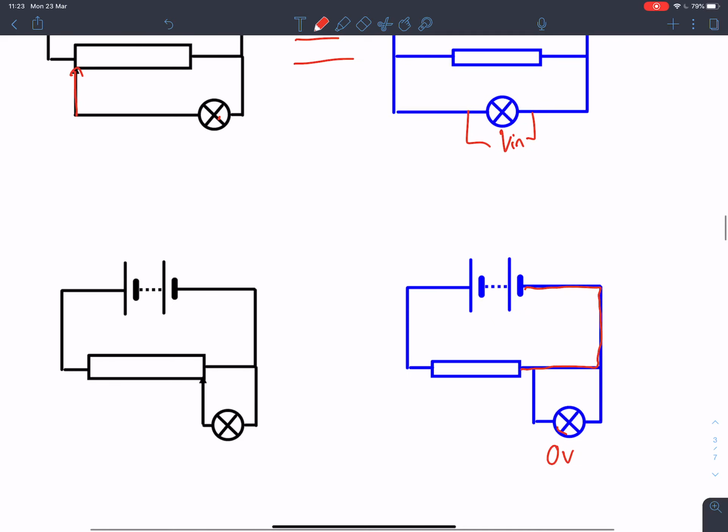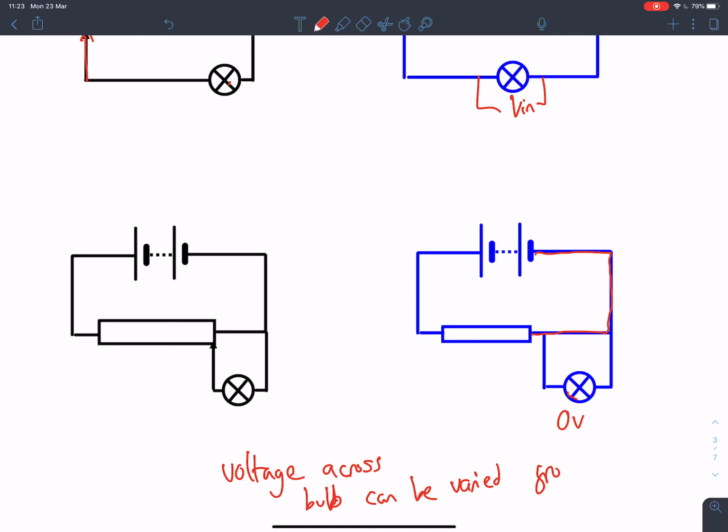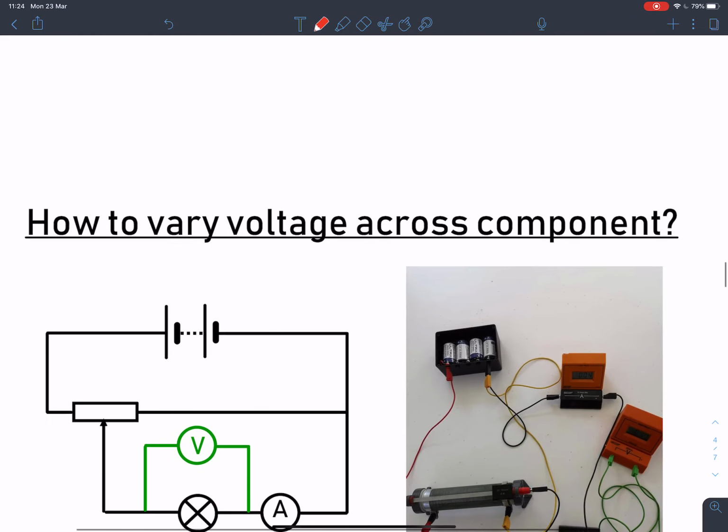So in setting up my circuit like this, I allow the voltage across the bulb to be varied from 0 volts up to V max, whatever that might be, V in. So I've got a full range of readings, so I can get a full set of current voltage characteristics. So what does this actually look like in a circuit? Well, let's have a little look now.